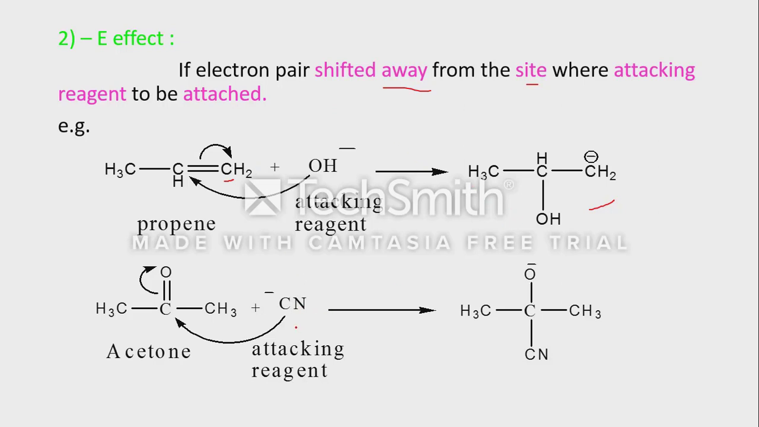The second example: the attacking reagent cyanide attacks the carbon, and the pi electron pair is shifted onto oxygen. The oxygen produces a negative charge. As per the definition, cyanide attacks on one site, and the pi electrons shift away from it.